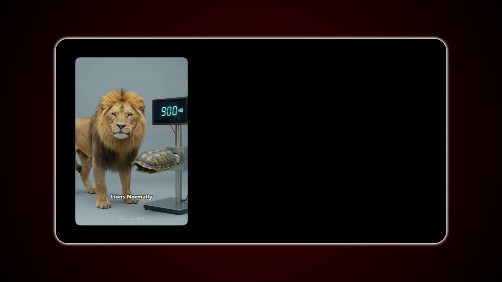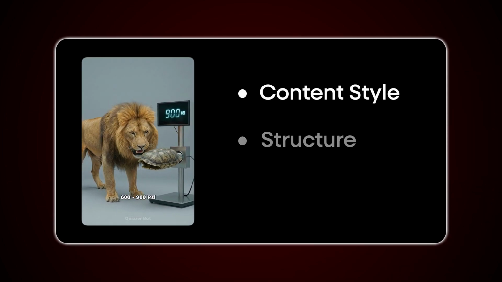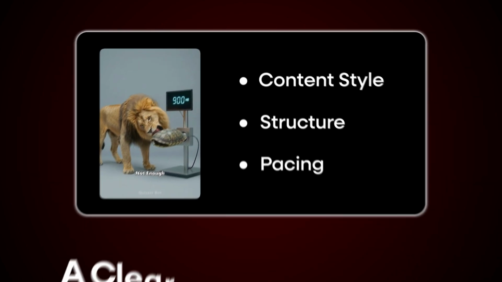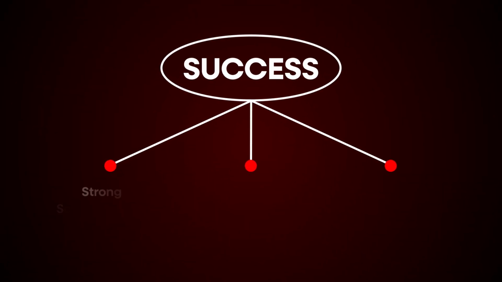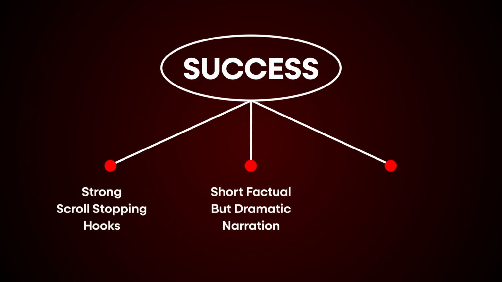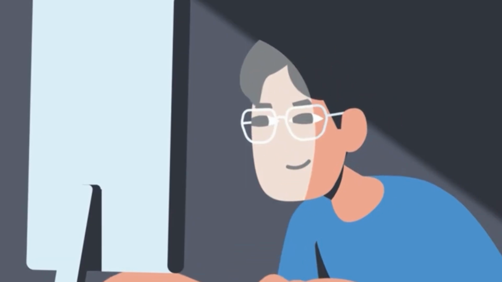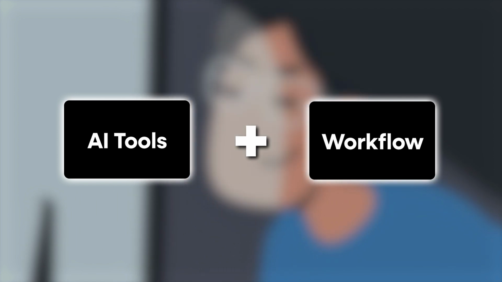After closely analyzing the channel's content style, structure, and pacing, a clear pattern emerged. Their success comes from 3 core elements: strong scroll-stopping hooks, short, factual, but dramatic narration, and hyper-realistic experimental visuals. With these insights, I started researching the exact AI tools and workflows needed to replicate this format efficiently.